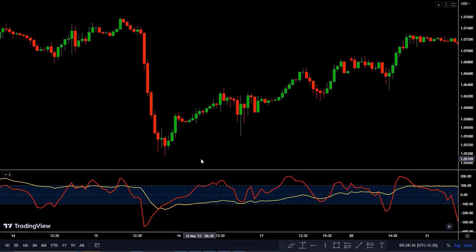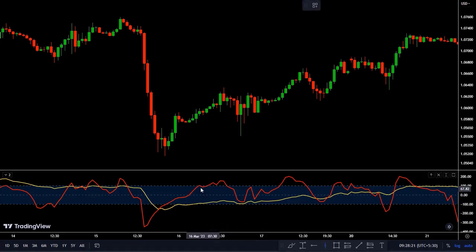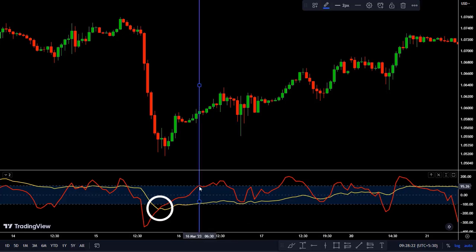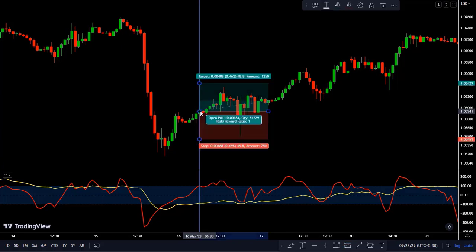First, we need to wait for the fast red period CCI to go above the lower band, which is indicated at minus 100. This situation on the CCI can indicate that a potential pullback is forming on the charts. After that, we wait until the red CCI crosses above the yellow slow period CCI and goes above the upper band, which is marked at plus 100. It's important to note that we should wait until the candle is closed and the red CCI is fixed above plus 100. When all these conditions are met, we can enter a long position.